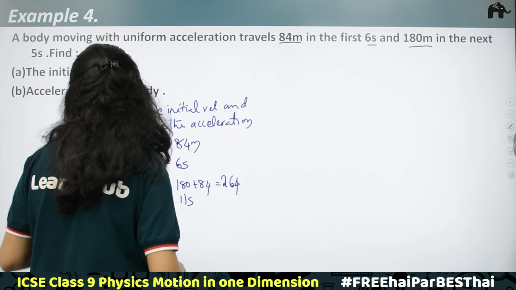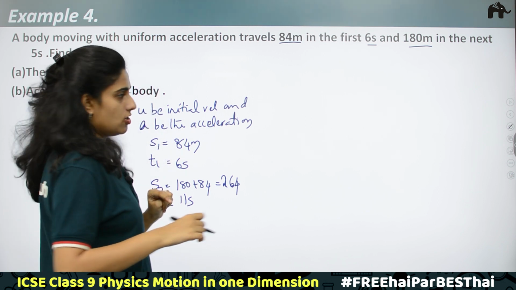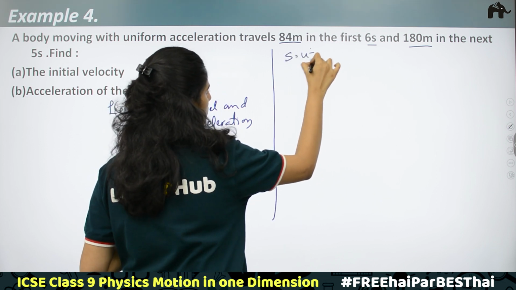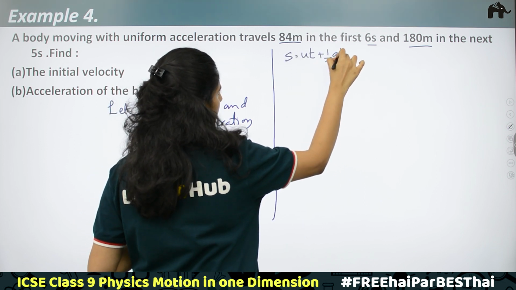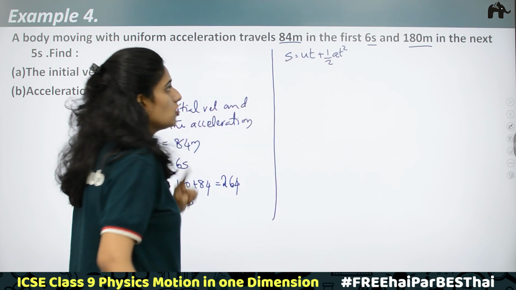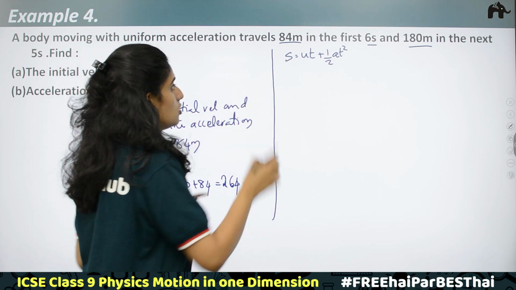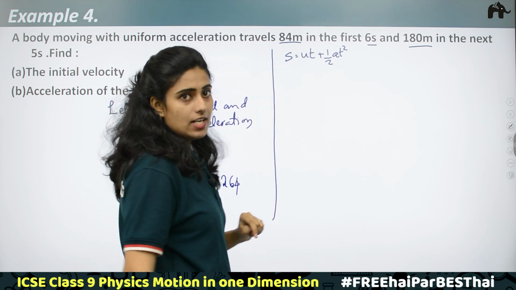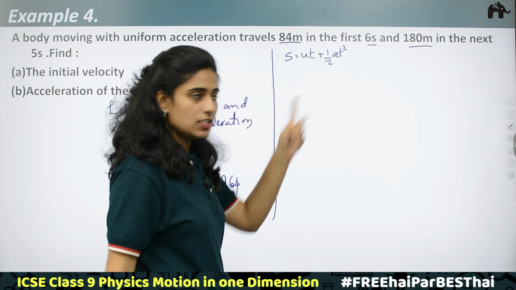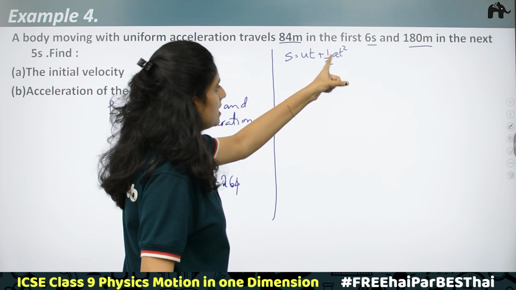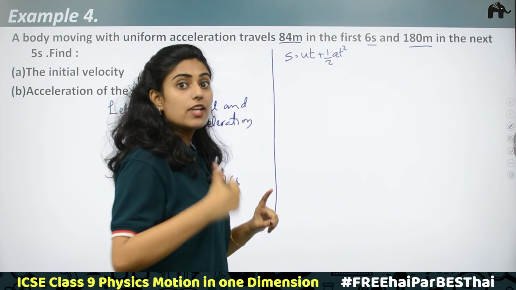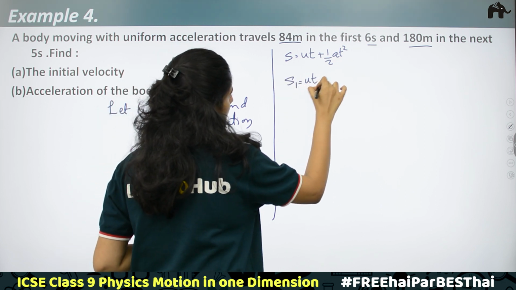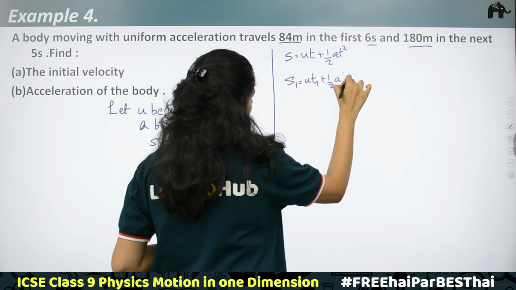Okay. Now we have to find the initial velocity. So let's consider the equation S is equal to ut plus half at square. Okay. So here we have used this equation because there should be a relation that shows distance traveled and time taken. So this is the equation. And it also contains acceleration and initial velocity, which we have to determine. Okay. So S1 will be equal to ut1 plus half at1 square.